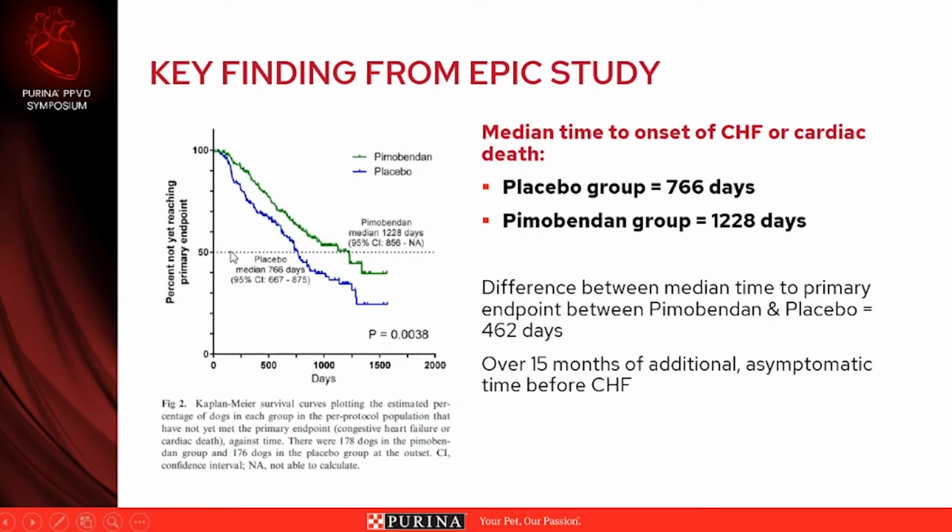At the point at which 50% of the dogs have reached their endpoint, the time to that endpoint was significantly longer in the pimobendan dogs by more than 400 days. So this is like 15 months of additional symptom-free life before the onset of congestive heart failure. So this means it's very important for us to be able to identify this stage of the disease. More importantly, it's important for the dogs that we identify this stage of the disease, because once they're in congestive heart failure, they still have this unrelenting course. But to maintain that asymptomatic period is very important for those individual dogs.